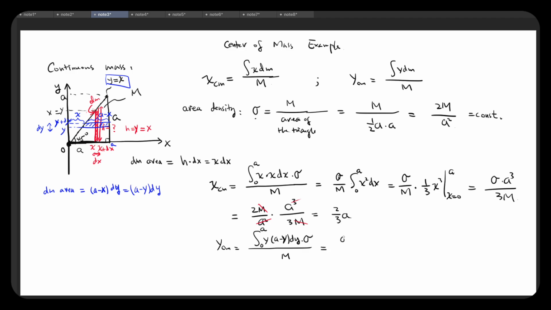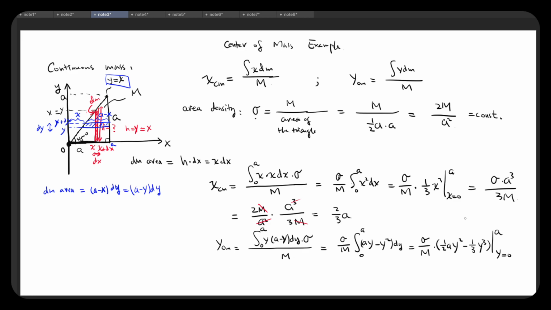So we also need to integrate from 0 to a, and then divide by m. Okay, so just like before, sigma over m is a constant, so let's pull it out. Now we have the integral of the first term, a y, second term, minus y squared, and then dy, from 0 to a. Now for the first term, we have 1/2 a y squared. For the second term, we get 1/3 y cubed.